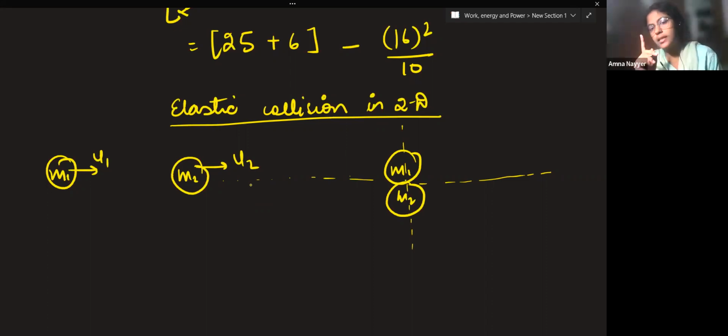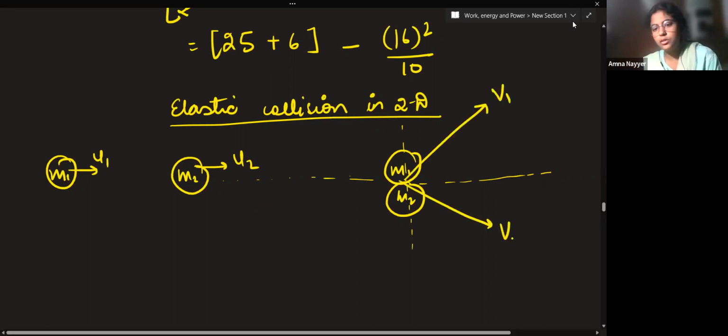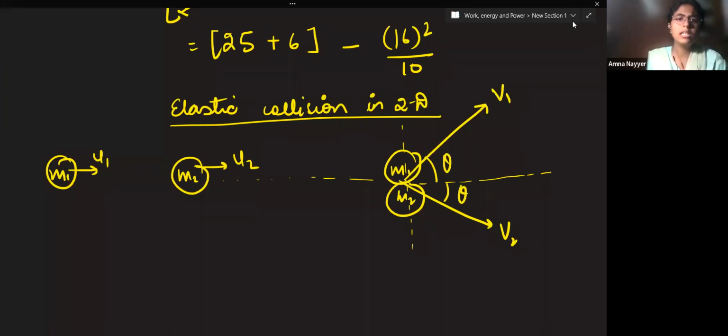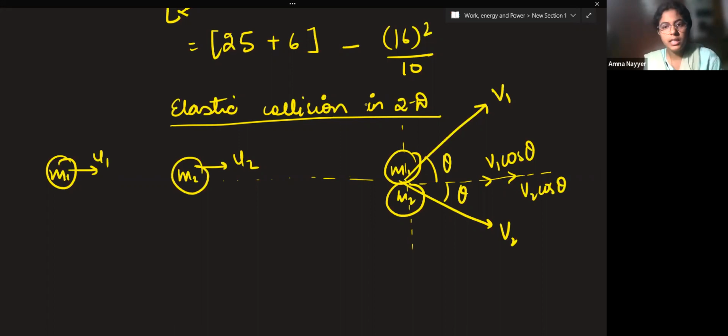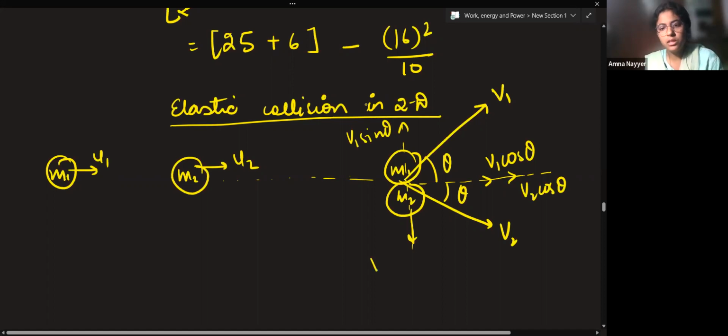See class, in case of elastic collision in 2D, M1 and M2, their final velocities will move obliquely. This is V1. This is V2. Let's say this is making some angle theta. Now there is nothing new or difficult here, because you'll just perform resolution of vectors. So this becomes V1 cos theta, this becomes V2 cos theta. Here this will become V1 sine theta, and here you will obtain V2 sine theta. Same thing, fine.